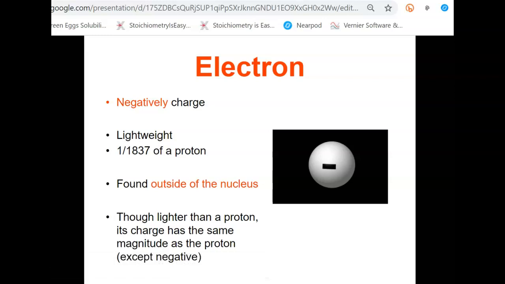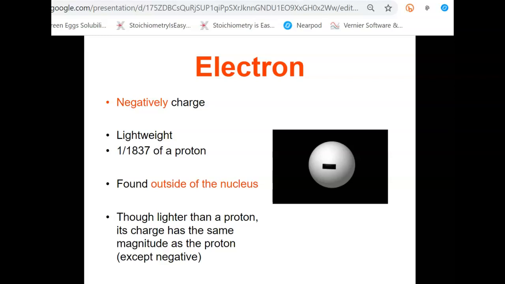You have already written down that electrons are negatively charged, and you already know that they are very lightweight. In other words, they are a very, very small part of a proton, and they are found outside of the nucleus in the thing that we call the electron cloud. All right. So even though they are lighter than a proton, they have the same sort of charge except in the negative direction. So while protons are positive, electrons have the same magnitude of charge, just negative. Be sure you get that part written down as well.